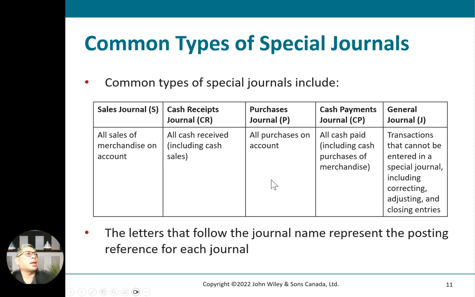The common types of special journals are the sales journal, cash receipts journal, purchases journal, and cash payments journal. This is the key, the most common types. The letter in the journal name represents posting: sales represents all sales of merchandise on account, cash is all cash receipts, purchases is all purchases, and cash payments is all cash payments. General journal entries cannot be entered in the special journal. Those are the typical common types of special journals.